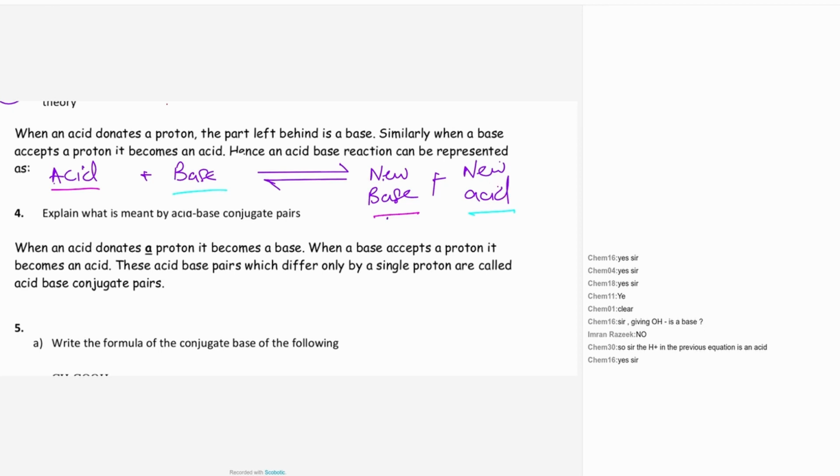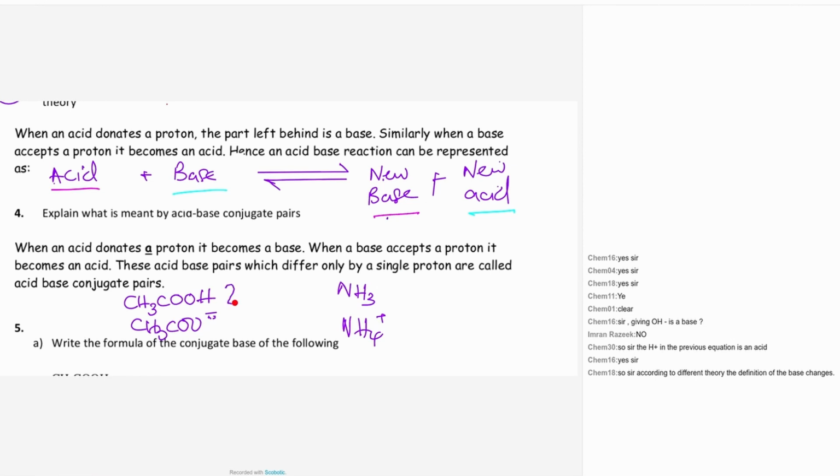So when an acid donates a proton, the left behind part is a base. For example, ethanoic acid. After giving the H plus, it forms the ethanoate ion, CH3COO minus. Likewise, a base. Ammonia is a base. It takes H plus ions and forms ammonium ions.